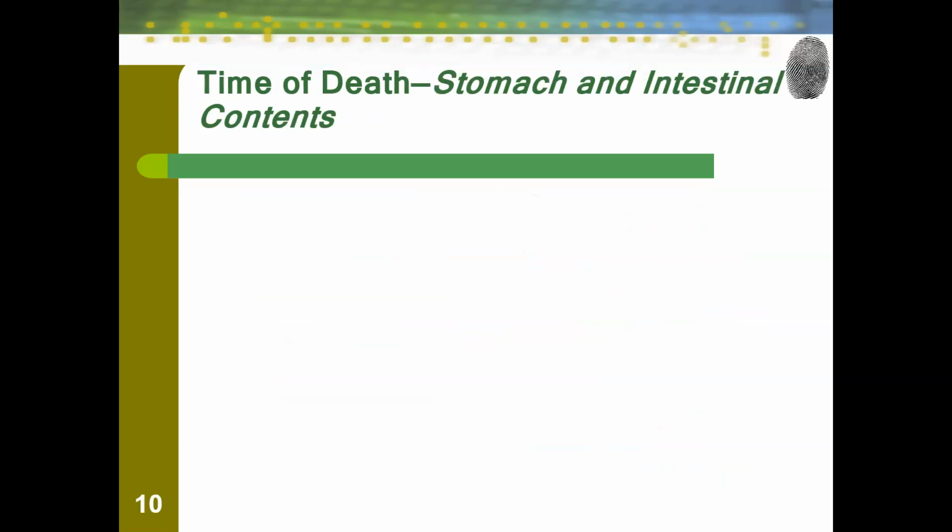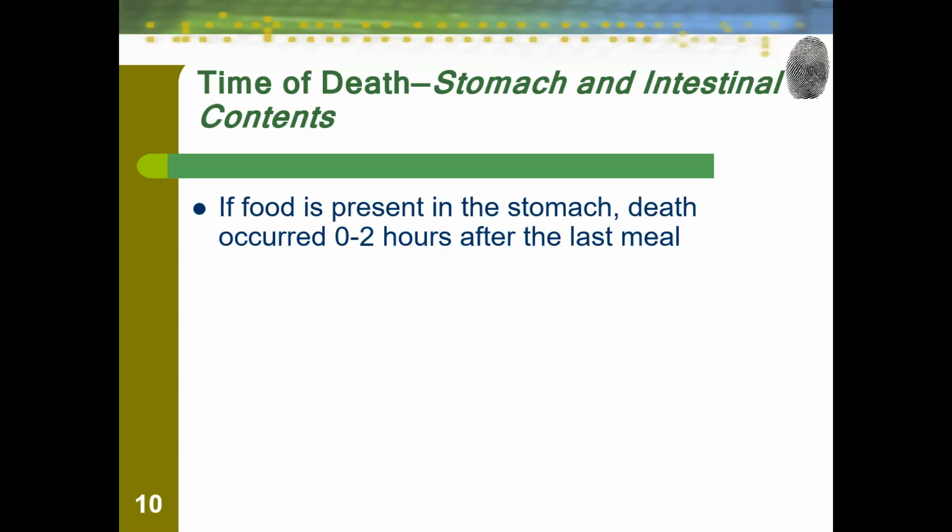We can also estimate time of death using stomach and intestinal contents. So once you die, your body stops digesting food. However, we can tell how long it has been since your last meal based on your stomach contents. So if food is present in the stomach, death occurred between 0 and 2 hours after that person had their last meal. So we know that that person ate and was probably okay leading up to their death.